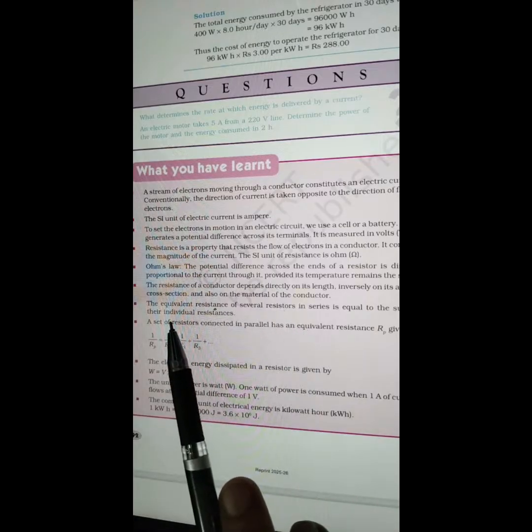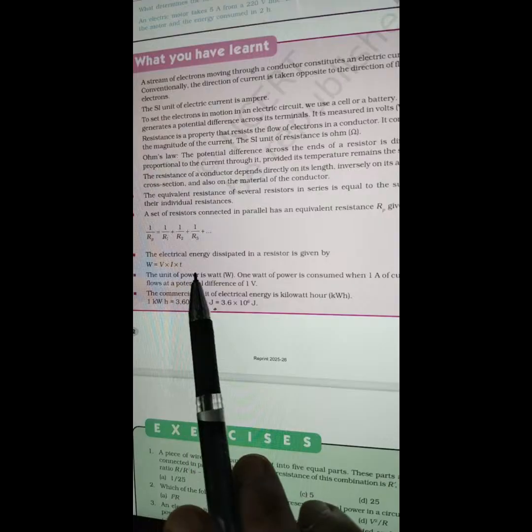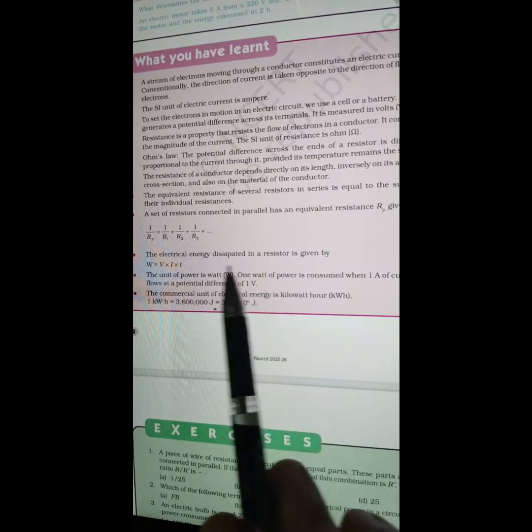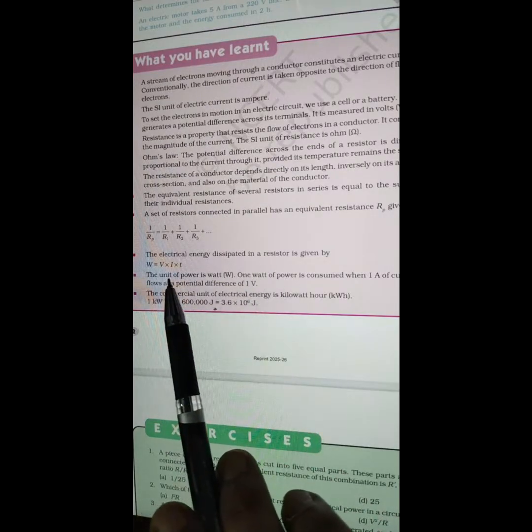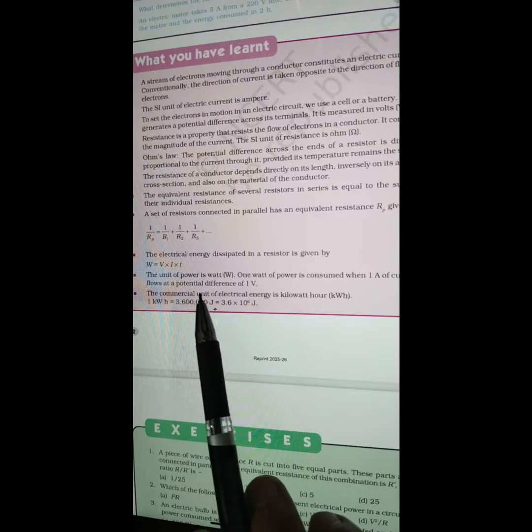The equivalent resistance of several resistors in series is equal to the sum of their individual resistances. A set of resistors connected in parallel has an equivalent resistance Rp given by 1 upon Rp is equal to 1 upon R1 plus 1 upon R2 plus 1 upon R3. The electrical energy dissipated in a resistor is given by W is equal to V into I into t. The unit of power is watt.